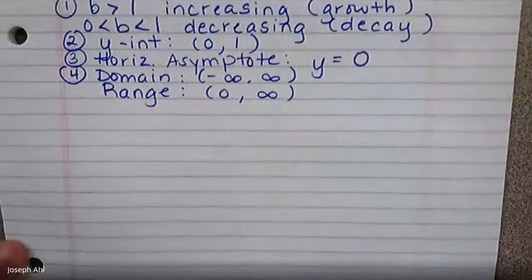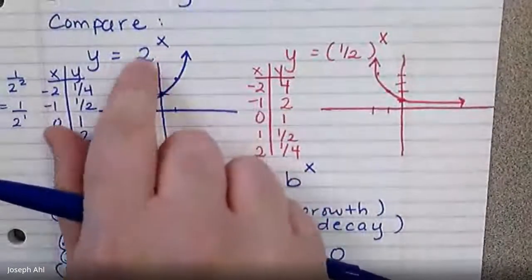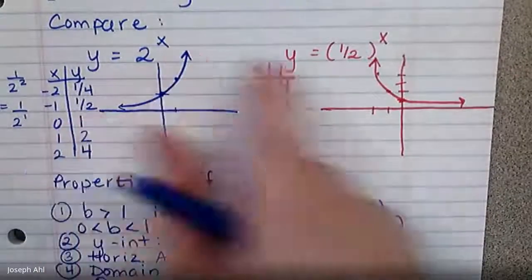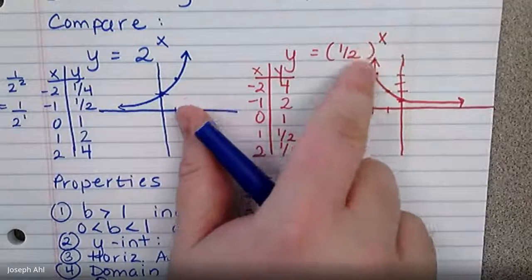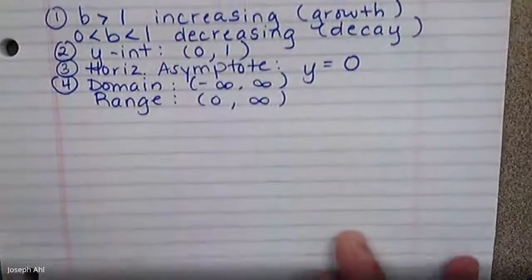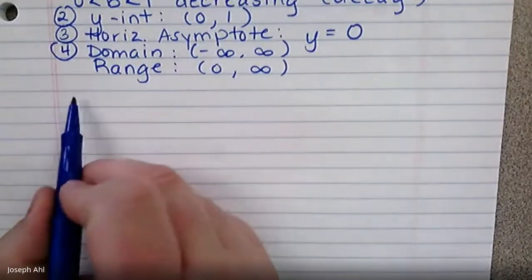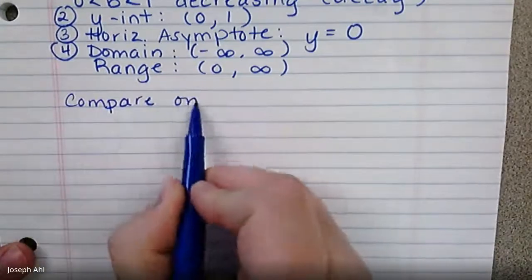So before we move on and do some transformations of those graphs up above, know that anything of the form like 3 to the x, 4 to the x, 5 to the x is going to look like this. And anything of the form like 1/2, 1/3, 1/4 to the x is going to have that exponentially decreasing nature to it.